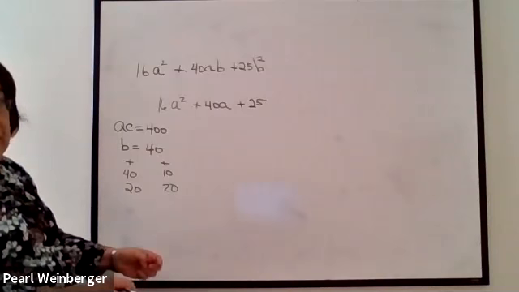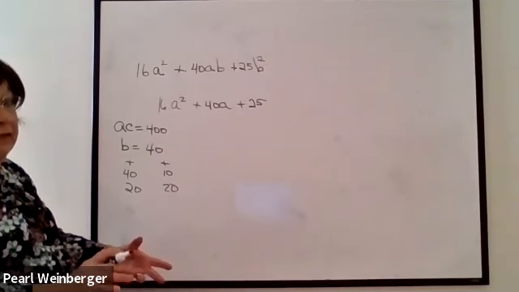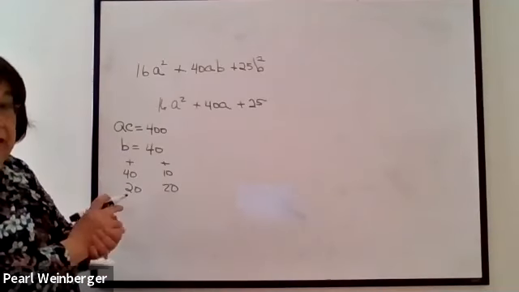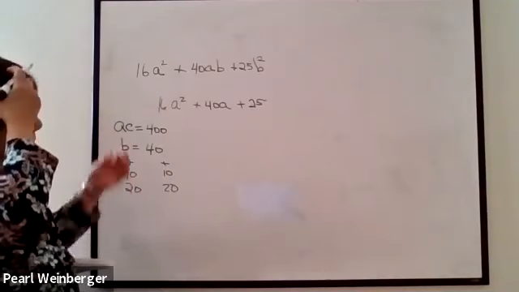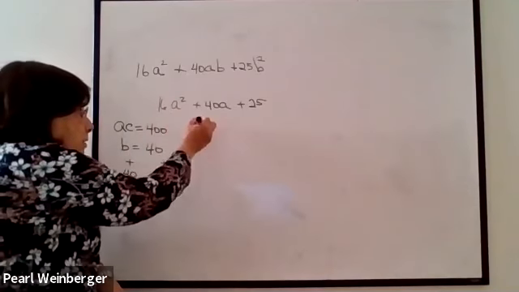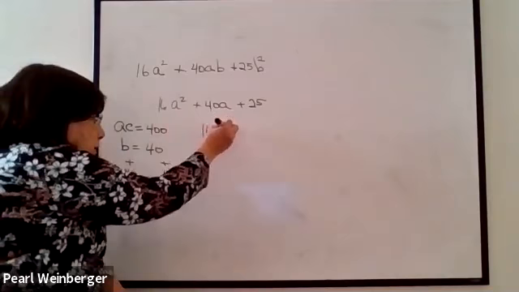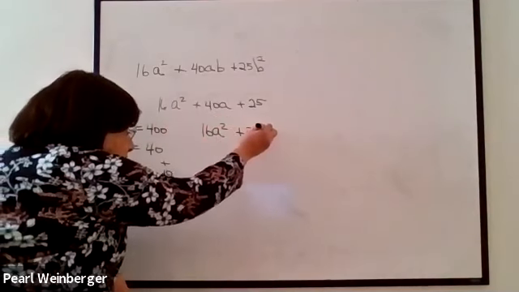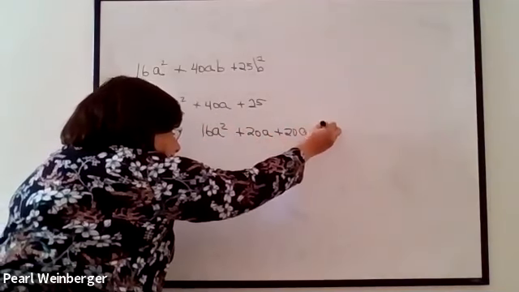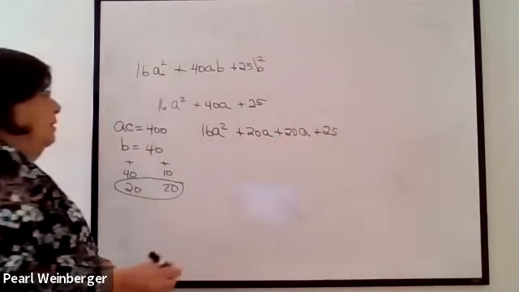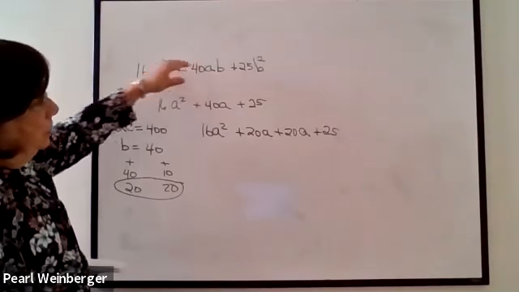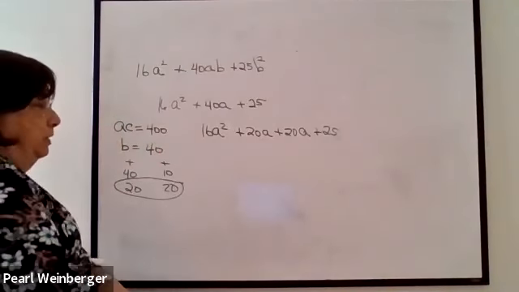So when the numbers are big, you really have to play with them. If you have a calculator, you can do it really quickly. You just keep trying numbers and see which ones multiply to the right number and add to the right number. So obviously we're going to have 20 and 20. I'm going to write this as 16a squared plus 20a plus 20a plus 25. When the numbers are really big, it probably makes sense to start by dividing the number in half and see if that works. That would have been a good choice.